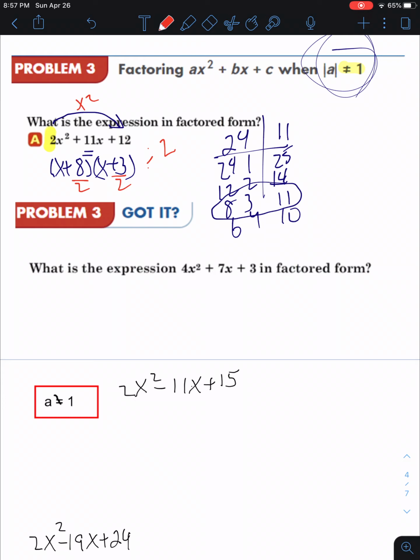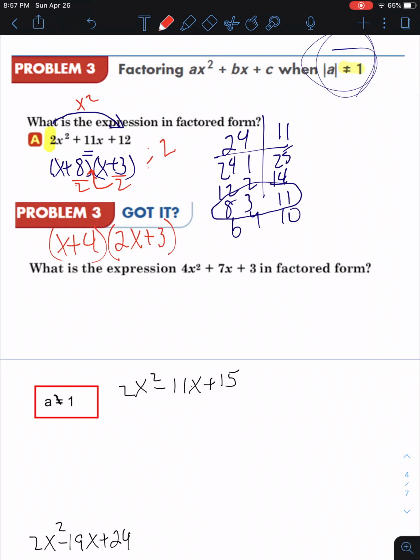If 8 divides by 2, what would you get? You'd get x plus 4. Okay, that's true. And if 3 does not divide evenly by 2, then you take the 2 and put it up front, and that will give me 2x plus 3.